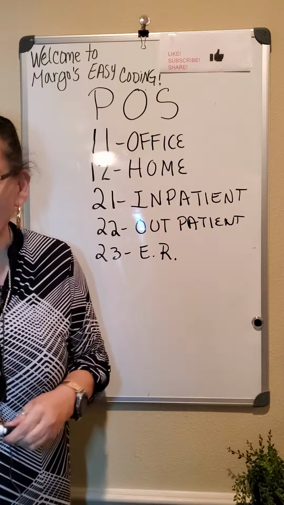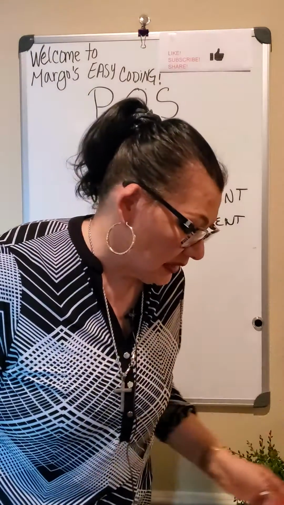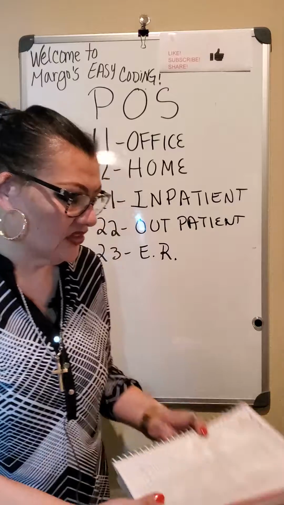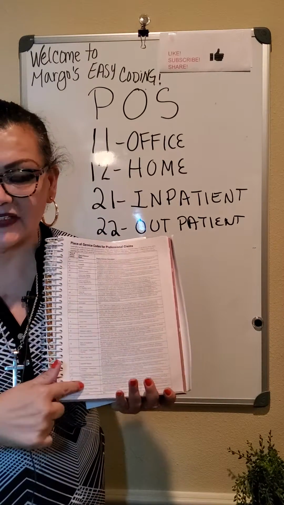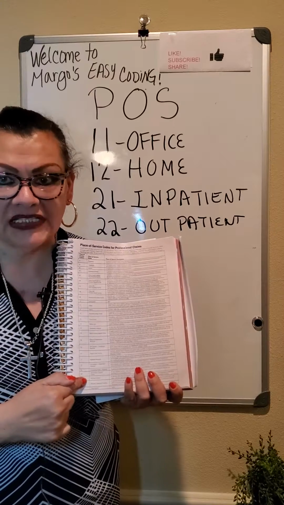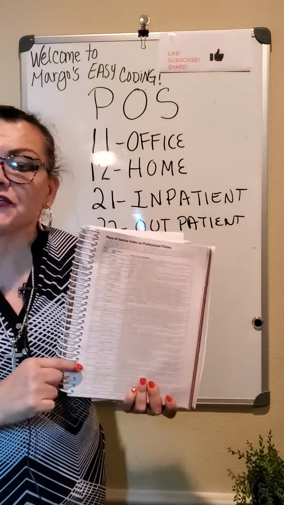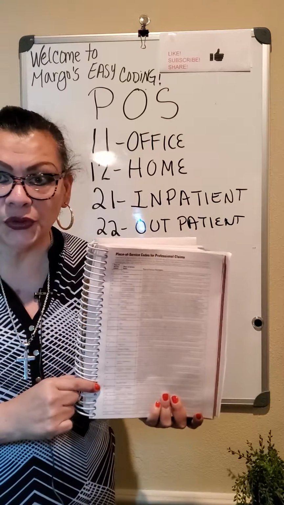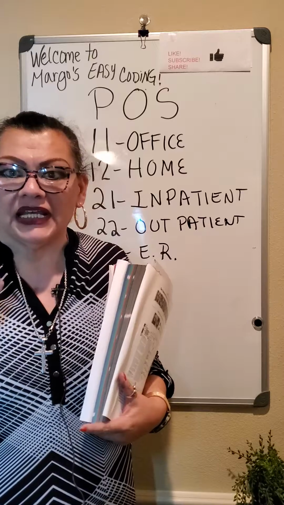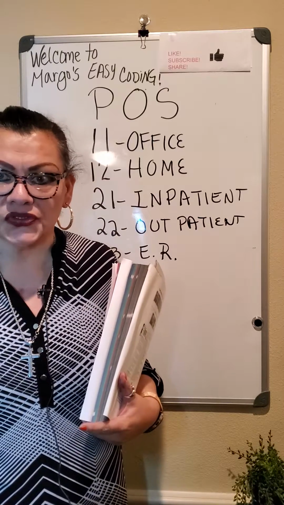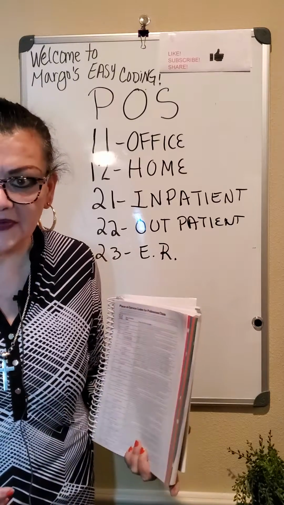There are multiple place of services. In your CPT code book, like in the third page, there is a list of all different place of services where services can be performed. If you don't have the CPT code book, don't worry. You can Google place of service codes and you can find all the place of services.